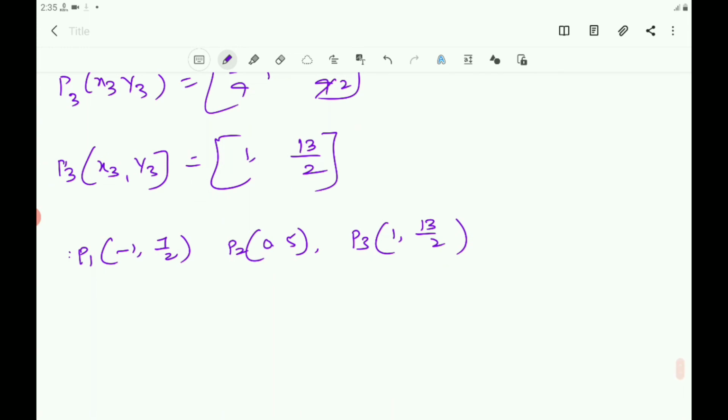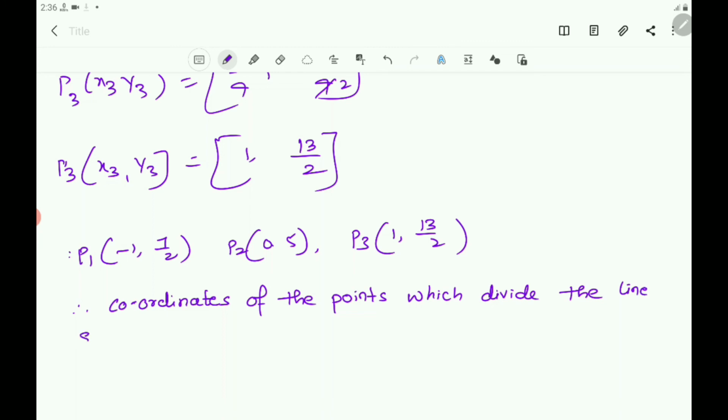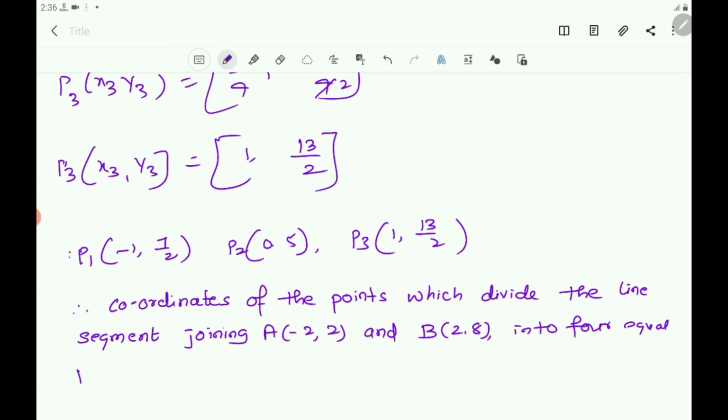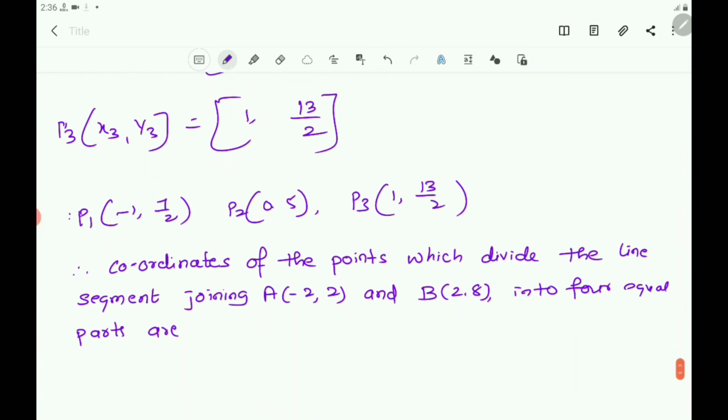Therefore, you write here: the coordinates of the points which divide the line segment joining A (-2, 2) and B (2, 8) into 4 equal parts are (-1, 7/2), (0, 5) and (1, 13/2).